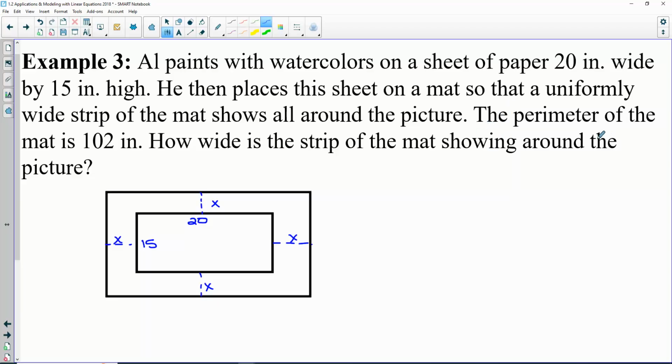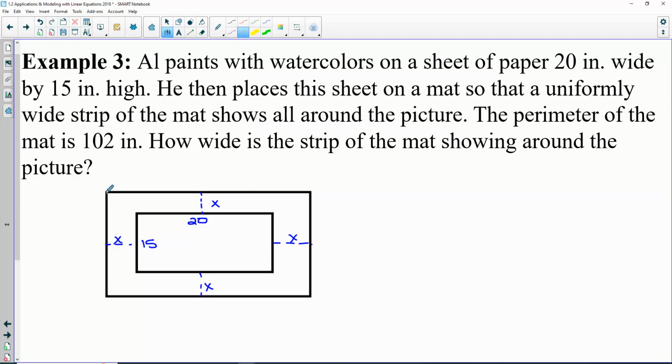The perimeter of the mat is 102 inches. The mat is this whole thing. We know to get perimeter, we have to add all the sides. So I need to know the sides of this big rectangle. So now we got, yeah, if it were a square, we would. But this one's a rectangle, so not quite. But let's see if we could come up with an expression for it.